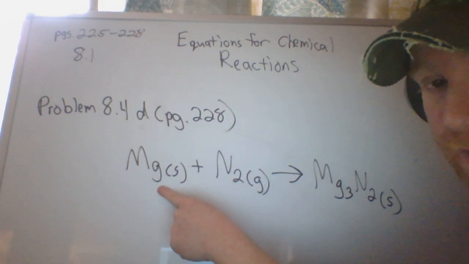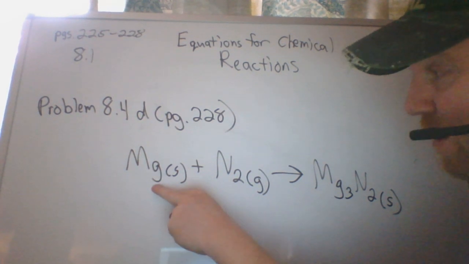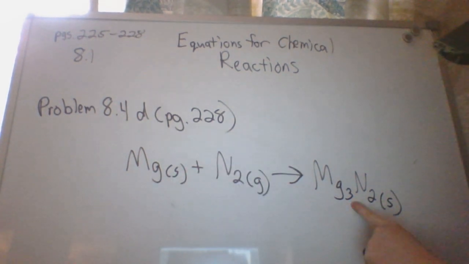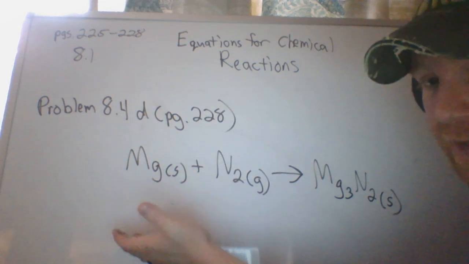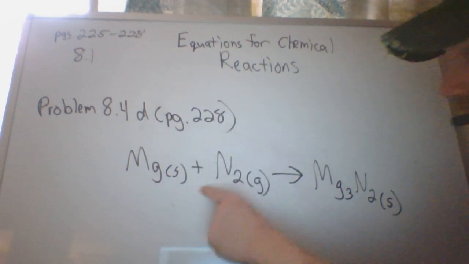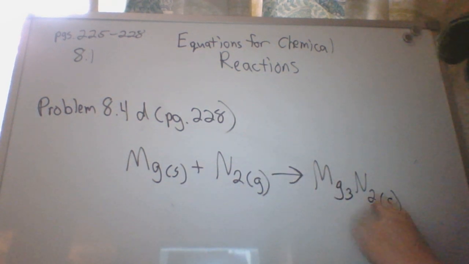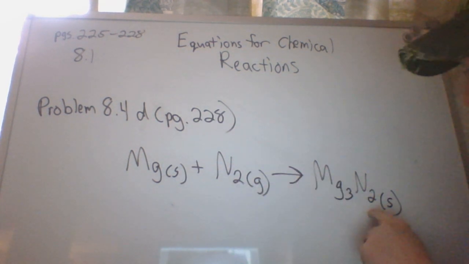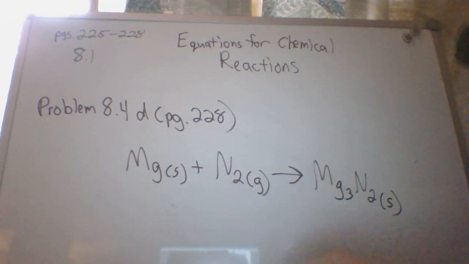Magnesium, I see 1 here, no coefficient, no subscript, 1 magnesium on the left, on the reactant side. There are 3 on the right. There's no way that this is balanced. We're going to have to put some coefficients in front to balance that, but that's next section. Nitrogen is actually balanced as this equation stands. So it's the magnesium that we need to figure out.